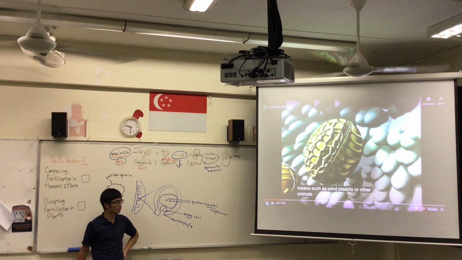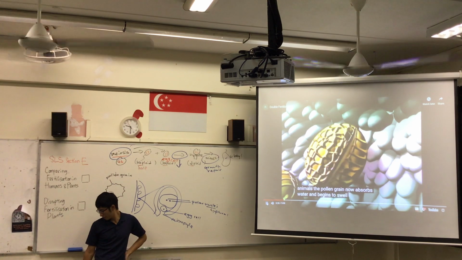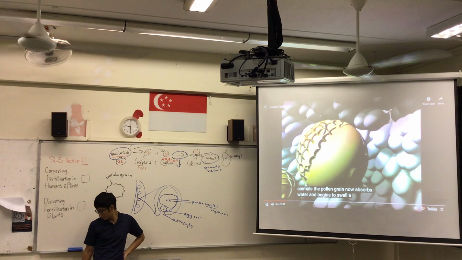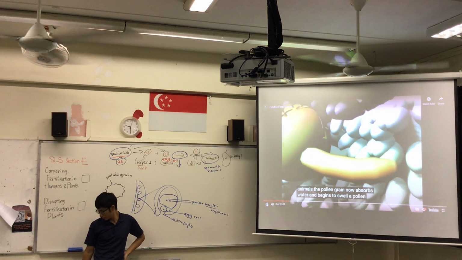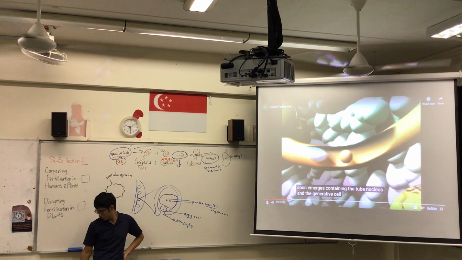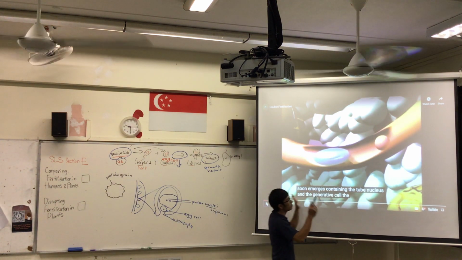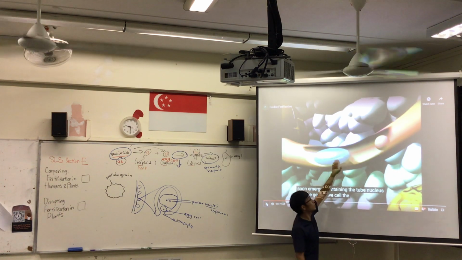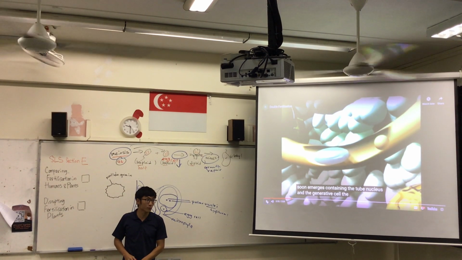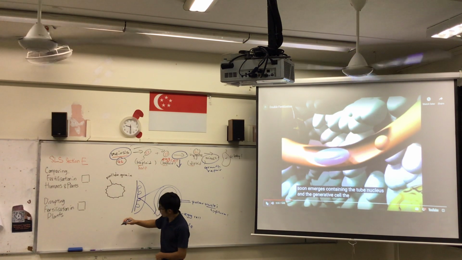So here's the pollen grain. The pollen grain now absorbs water and begins to swell. A pollen tube soon emerges containing the tube nucleus and a germinal cell. Okay, we pause here. You can see there's a tube nucleus and a generative cell. And your textbook says that a pollen grain consists of a tube cell and a generative cell. So what does it mean? This is what it means.